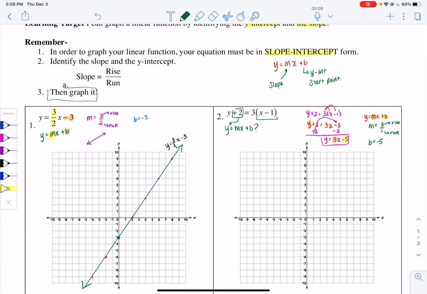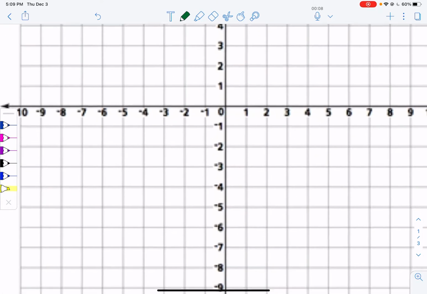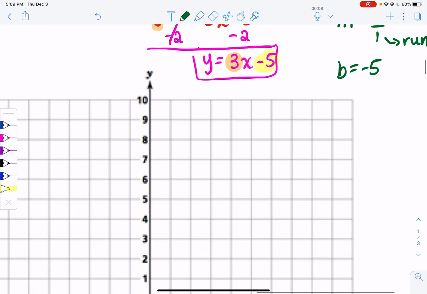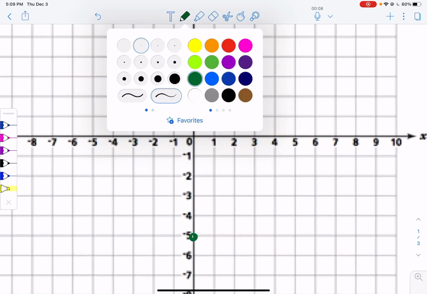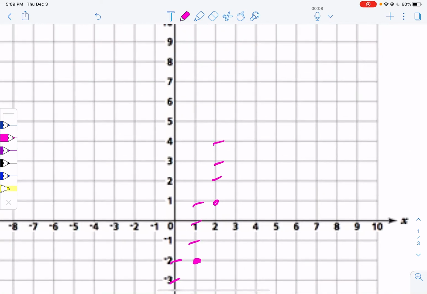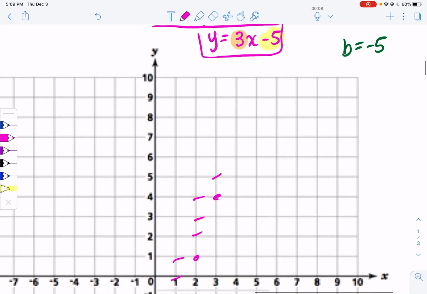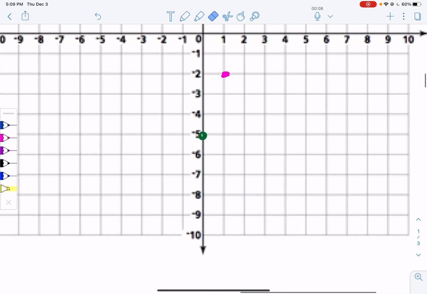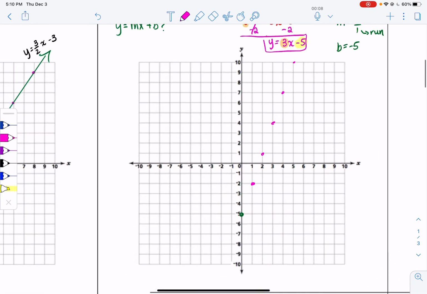So the first thing I'm going to do is plot my y-intercept at 0, negative 5. And now I'm going to rise 3 and run 1. 1, 2, 3, 1. 1, 2, 3, 1. I'm going to erase those jumps that I made because it doesn't look nice. It looks sort of like a mess. It looks like a kindergartner did it. And now I will have a lot of points that I can use.